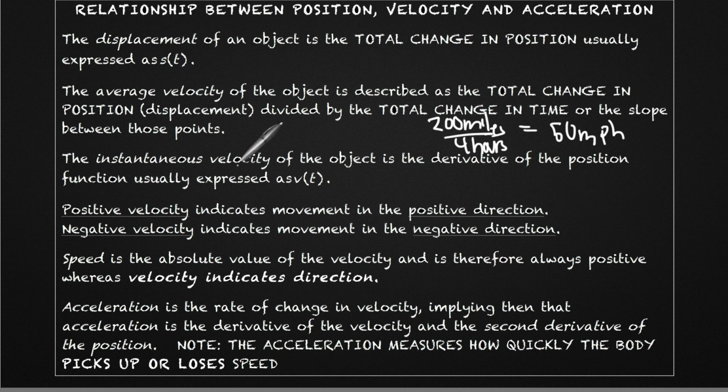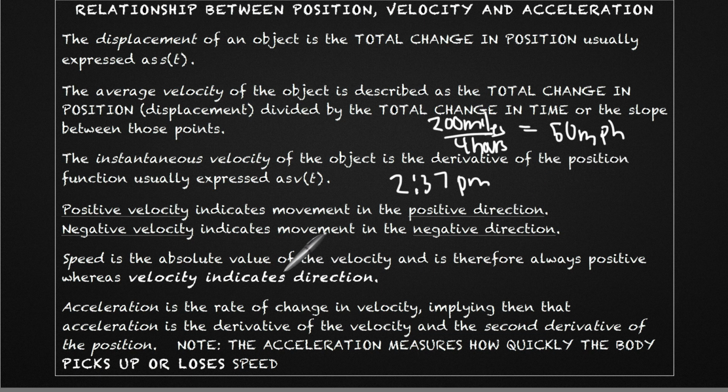Now, the instantaneous velocity is how fast was I going at a specific time. So let's say at 2:37 p.m., exactly how fast was I going at that time? And that is denoted with v of t. Positive velocity means you're moving in the positive direction. If you're on a number line, that means you're moving to the right. If you're on a y-axis, it means you're moving up, and vice versa. Negative velocity means you're moving backwards.